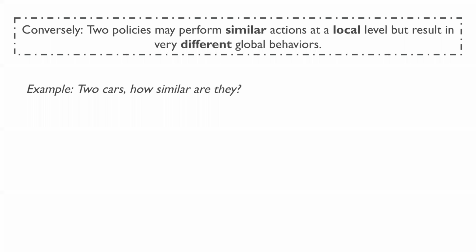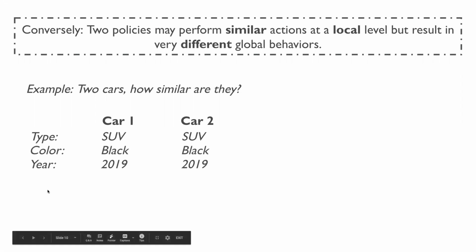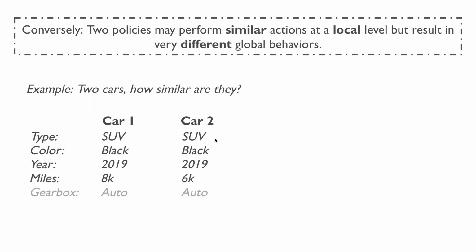This is not going to be a grid world example. It's going to be maybe more fun. Let's say you have two cars, a more real world thing. Car one, car two. Both are an SUV, black in color, the same year, the same mileage and the same gearbox. So they look very similar, right, if you look at these features so far.